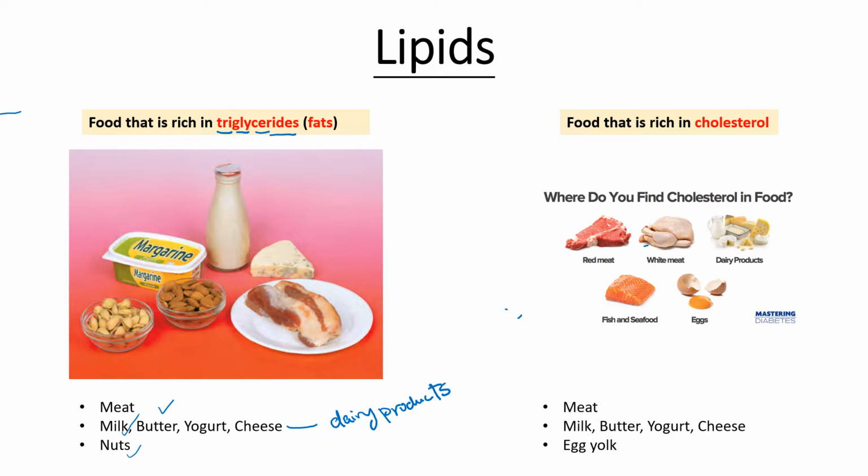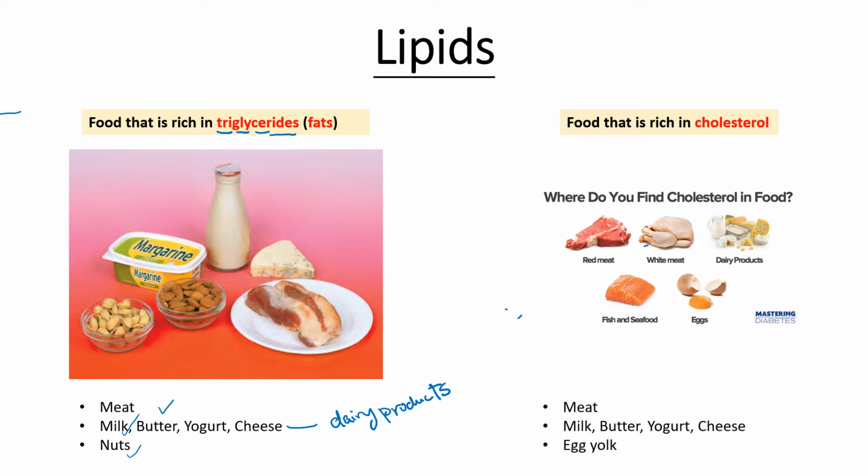For plant food, lipids are rich in nuts, okay? Vegetables don't have a lot of lipids, but nuts have, because they are seeds. The plants store a lot of fats in the seeds so as to provide energy for the seeds to germinate and grow into a new plant again.